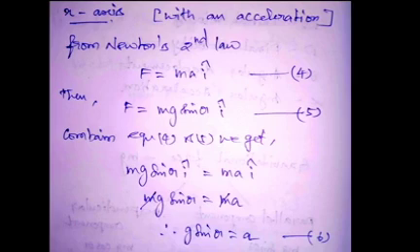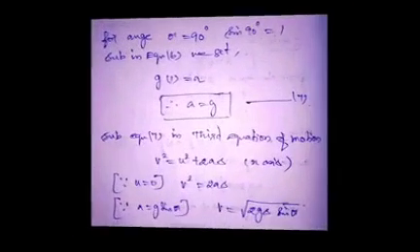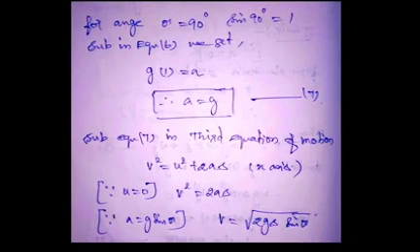Equation 6 represents the acceleration of an object moving on the inclined plane. Next we are going to find the speed at which the object reaches the bottom. For calculating the speed, we substitute theta equal to 90 degrees, which means sin 90 equals 1. Substituting in equation 6, we get g into 1 equal to a, or a equal to g, that is, the acceleration is equal to the acceleration due to gravity.